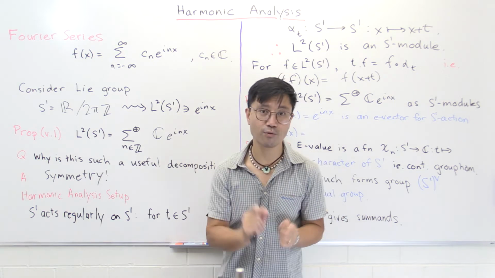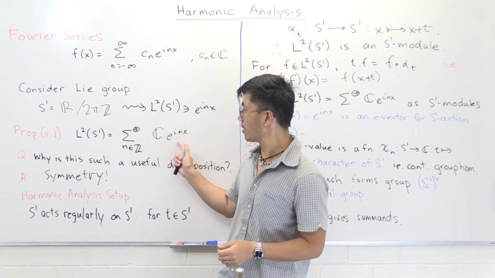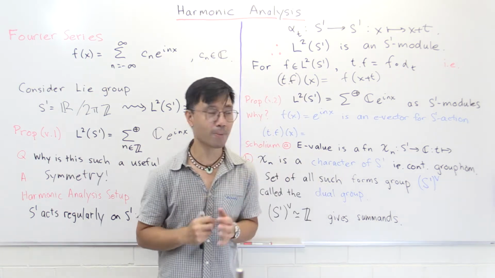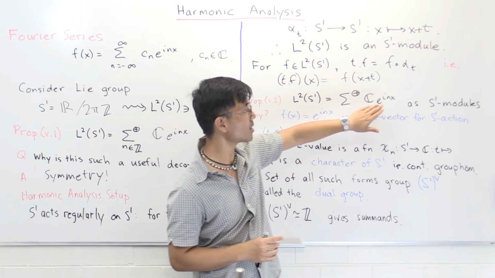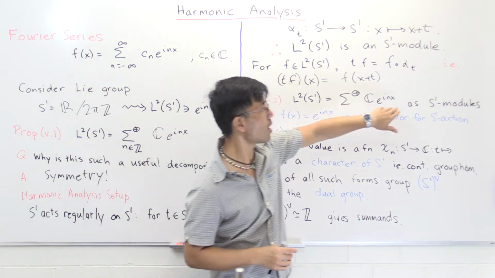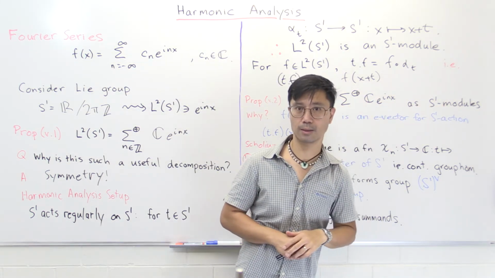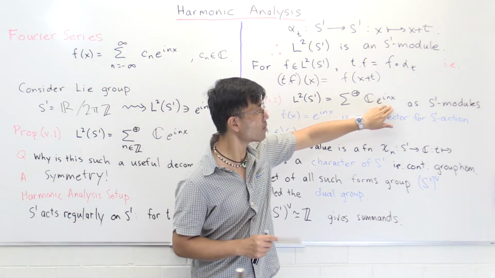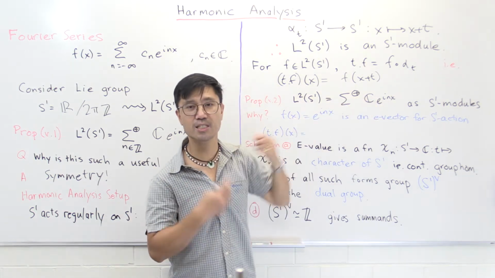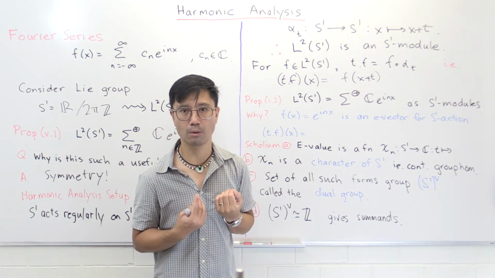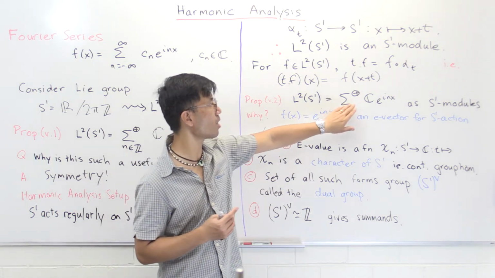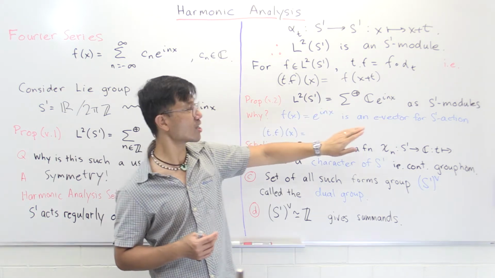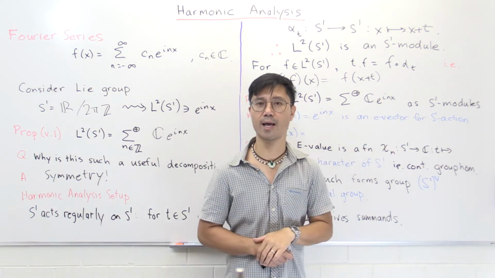So why is this such a useful decomposition? In other words, why do we pick this basis for the Hilbert space, why do we pick that one? It's because it's going to give us a decomposition not just of Hilbert spaces, but of S1 modules. And what that basically means is that each of these one-dimensional vector spaces is actually stable under the action of the group. In other words, any one of these basis elements, f of x equals e to the i n x, is actually going to be an eigenvector for the S1 action.